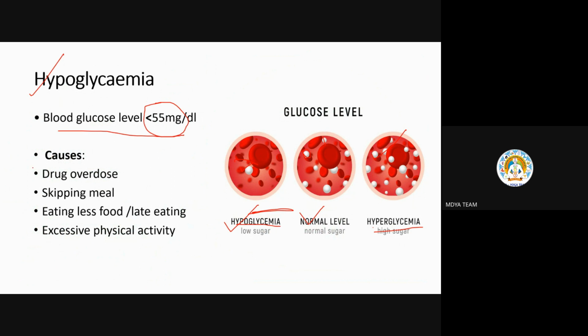Now, the causes are drug overdose, skipping meals, and so on. Therefore it is said that diabetic people should not eat lots at the same time, but small, small meals throughout the whole day. We can divide their meals into 4 or 5 parts: first fruits, then food, then something else. Fasting is also not good for them. Eating less food or late eating can all lead to this.